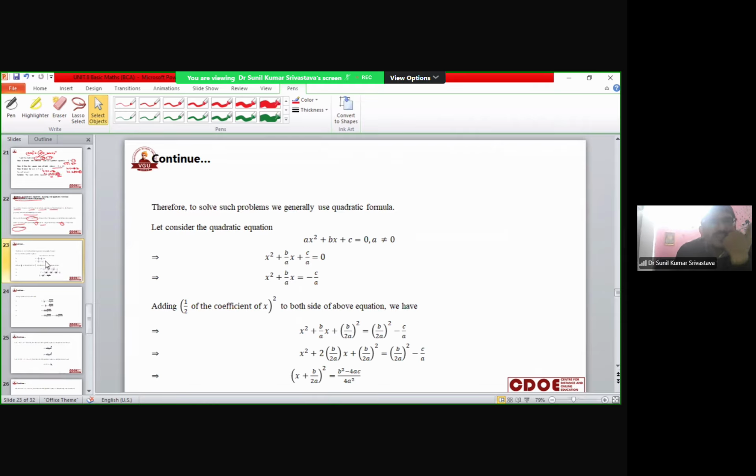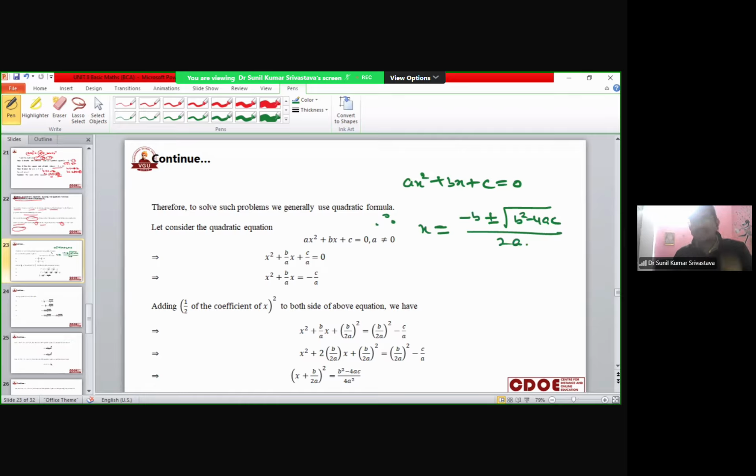You can find the solution by the complete square technique also. So we have the method. What is the formula? For the quadratic equation ax square plus bx plus c equal to 0, what is the solution? x is equal to minus b plus minus under root b square minus 4ac, upon 2a. This formula is known as the Sridharacharya formula.